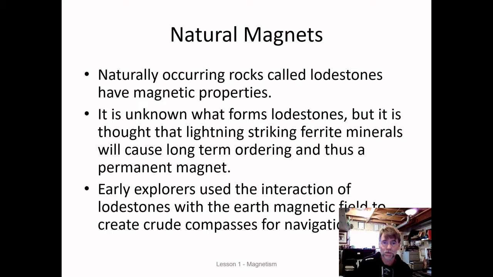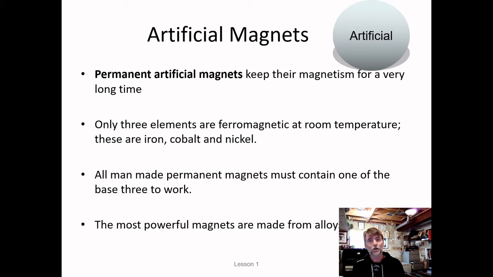Artificial magnets are anything that we can cause to be magnetized. So we can break these down into permanent or temporary. A permanent artificial magnet means that it stays magnetized for a very long time. And a very long time, we're talking in terms of decades, centuries, eons. Okay, only three elements are ferromagnetic at room temperature. So there's that term. I told you we were going to see it. And this list we've already seen: iron, cobalt, nickel.